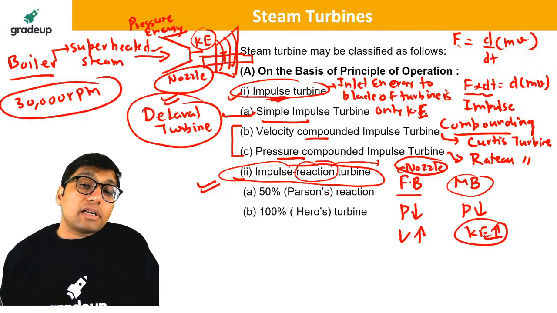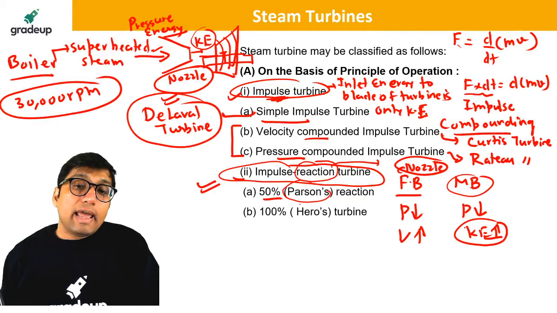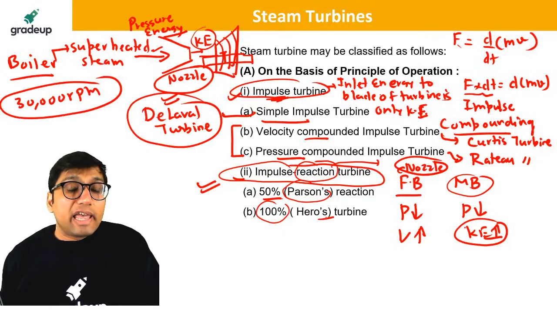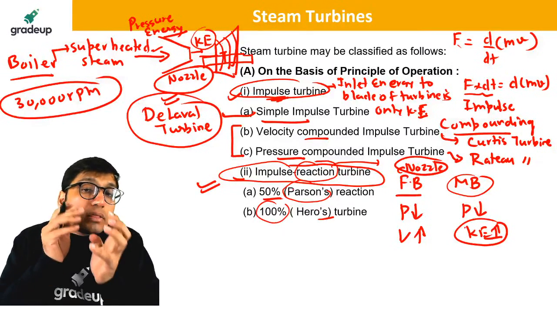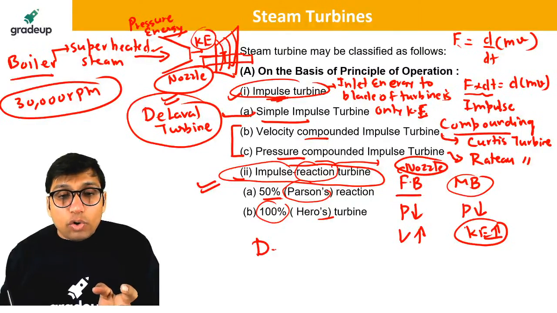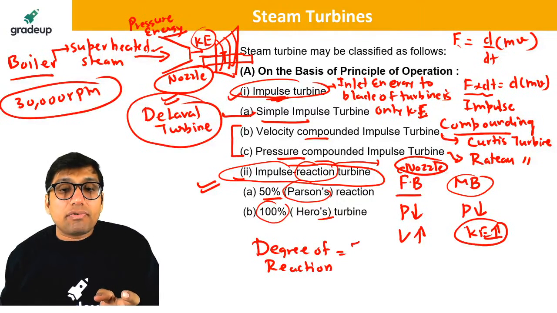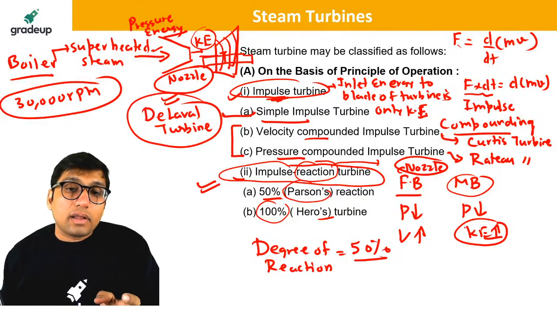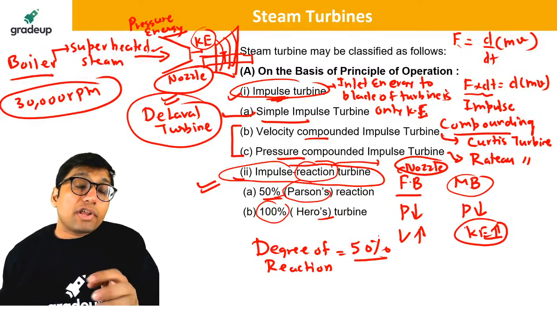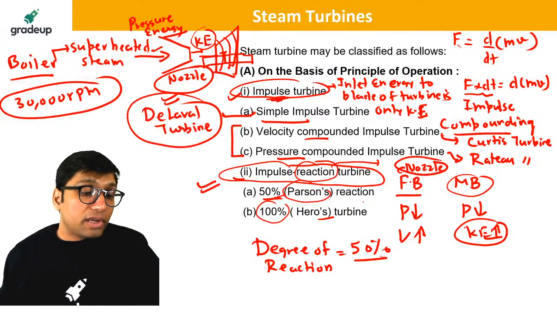Now, the impulse reaction turbine is of two types: the 50% reaction turbine, which is called the Parsons turbine, and the 100% reaction turbine, which is called Hero's turbine. What is the meaning of this reaction? I told you the term degree of reaction, right? If the degree of reaction is 50%, it is called a 50% reaction turbine. If the degree of reaction is 100%, it is called a 100% reaction turbine.